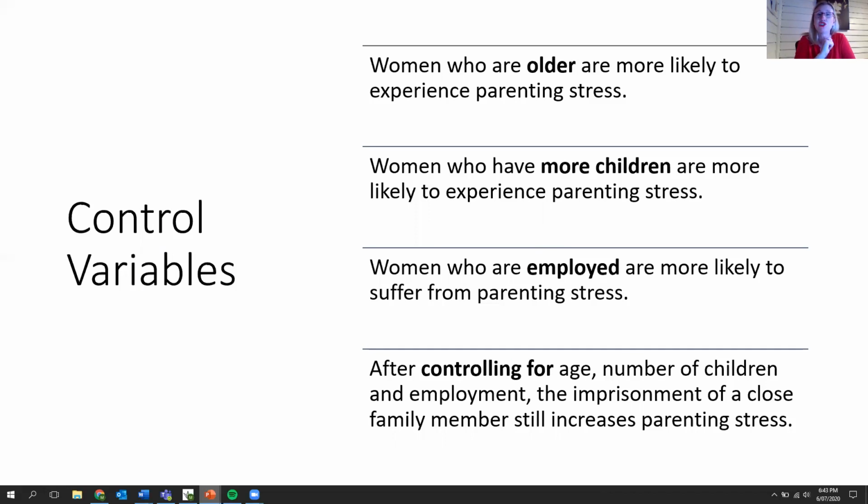Women who have more children, women who are employed. And then a results section might look like this. After controlling for age, number of children, and employment, the imprisonment of a close family member still increases parenting stress. Again, there's a lot to explore when it comes to research, and I hope that you'll enjoy the journey that we're going to take you on.